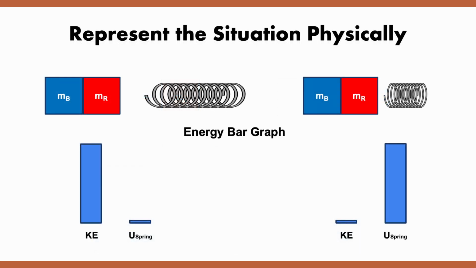This interaction is between both the blue and the red box, and spring 2. Initially the spring is not being compressed, so the kinetic energy is really high while the potential energy is really low. Then when the blue and red boxes come in contact with the spring and compress it, the potential energy increases and the kinetic energy decreases.